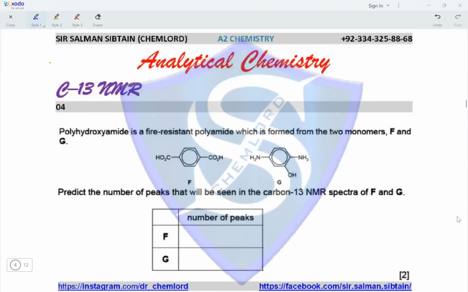Question 4. Polyhydroxyamide is a fire-resistant polyamide which is formed from the two monomers F and G. Predict the number of peaks that will be seen in the carbon 13 NMR spectra of F and G.